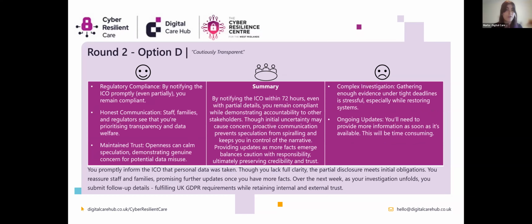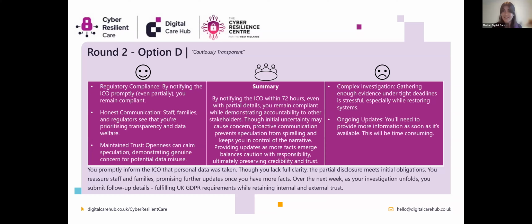And our last option, cautiously transparent, this will be our favorite option. So obviously, regulatory compliance: by notifying the ICO promptly, even partially with the information that you have, you remain compliant. So you avoid fines and financial costs in that way. Honest communication, so staff, families, and regulators see that you're prioritizing transparency and data welfare. Maintain trust, so you're open and you can be calm and stop speculation and demonstrate genuine concern for potential data misuse. So this will create more trust with your staff because they will see that you are being transparent and you're being a reliable leader.